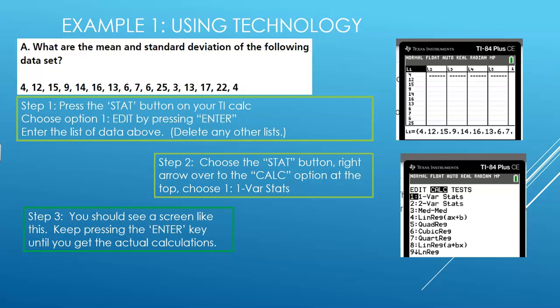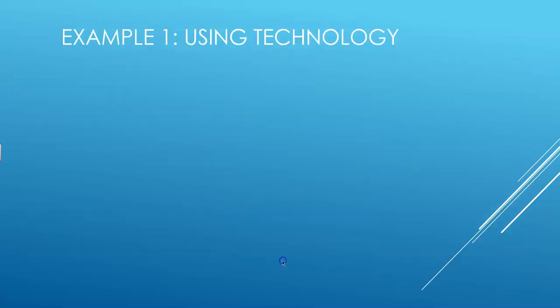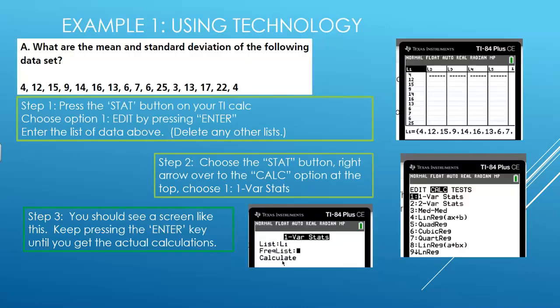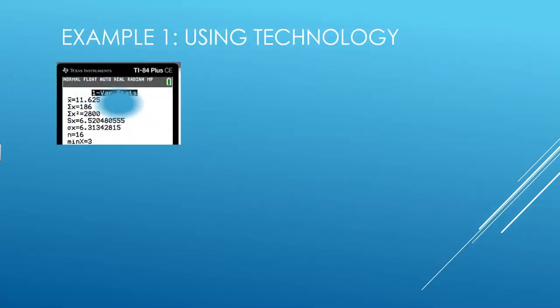You should see a screen like this. See where it says one variable stats, and it says I'm using list 1. You can change that too if you want. And the frequency list, we're not going to mess with that right now, and then calculate. So you'll keep hitting enter, and when it gets down to calculate, you'll make a calculation. Then you'll get something like this.